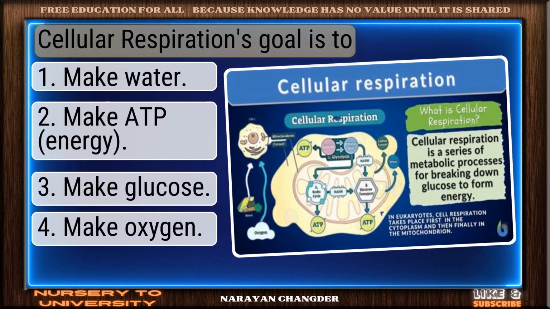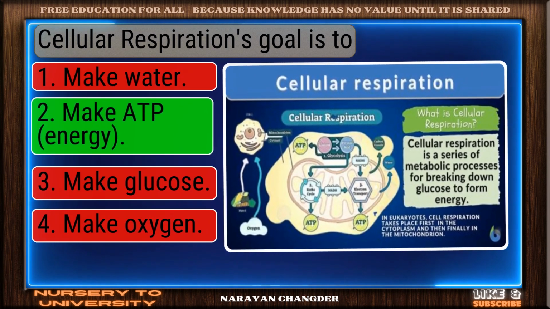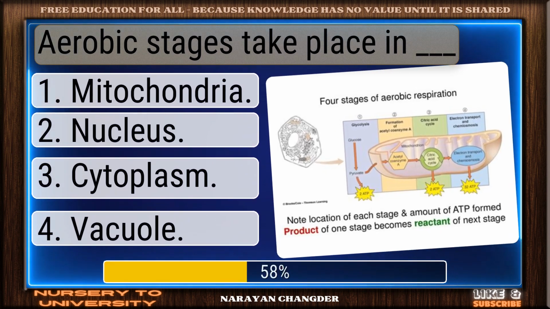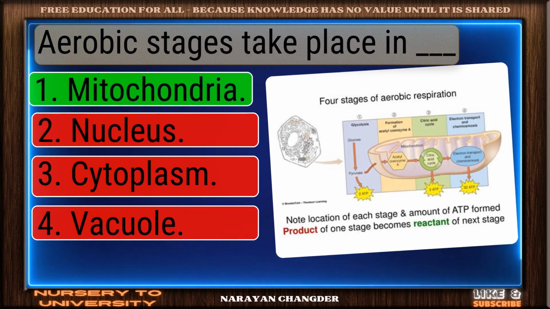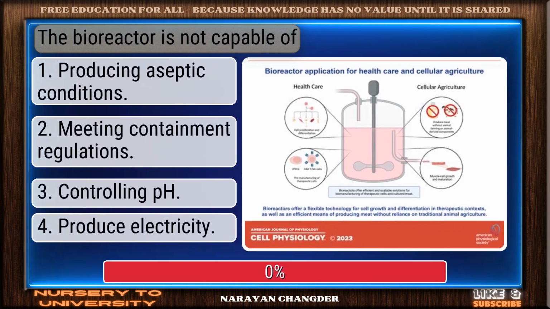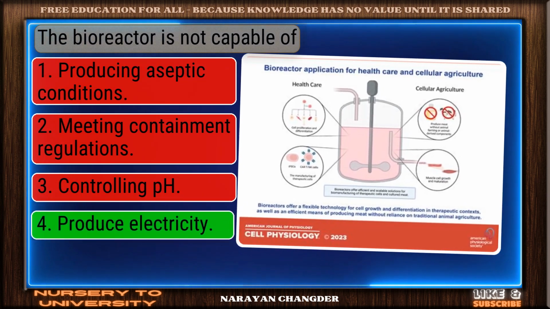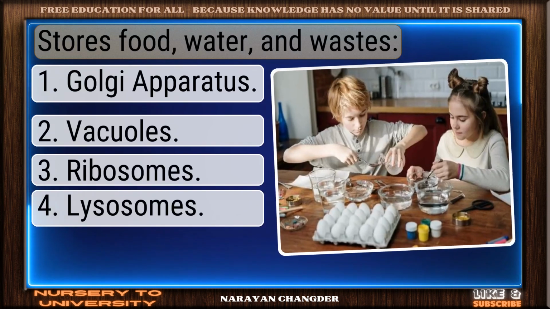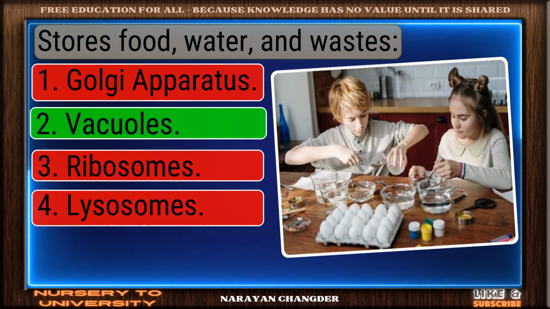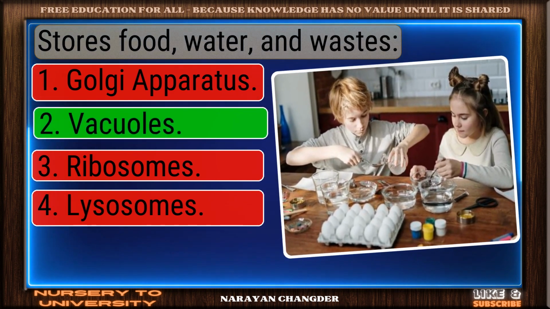Cellular respiration's goal is to. Bravo. Make ATP is the answer. Aerobic stages take place in dash. Excellent. Mitochondria is a brilliant choice. The bioreactor is not capable of. Good job. Your answer produce electricity works well here. Stores food, water and wastes. Clear logic. Your choice vacuoles is sound and 100% true.